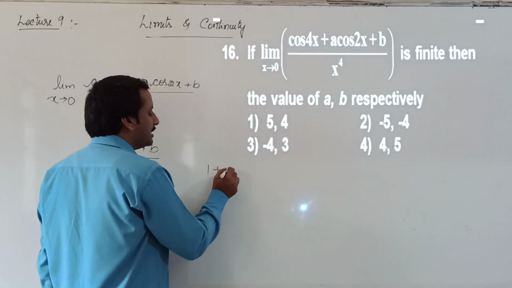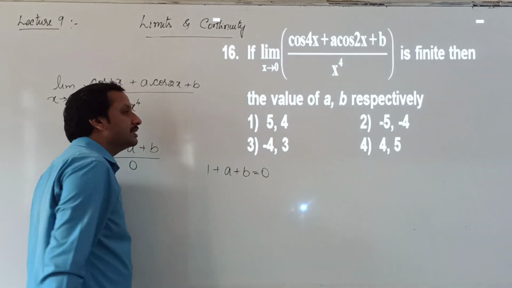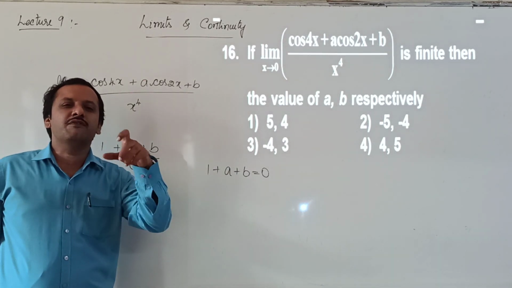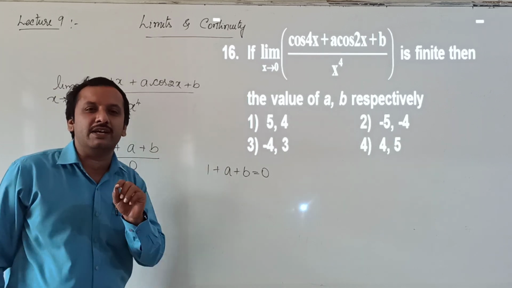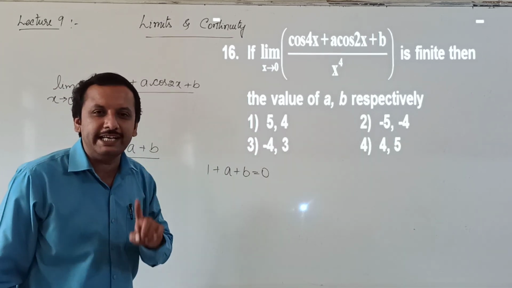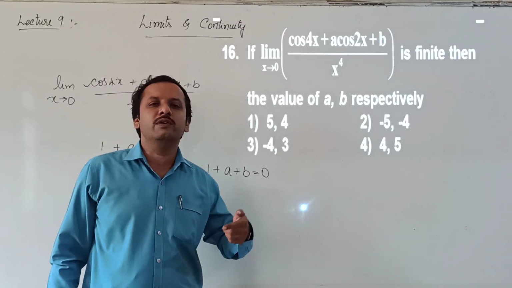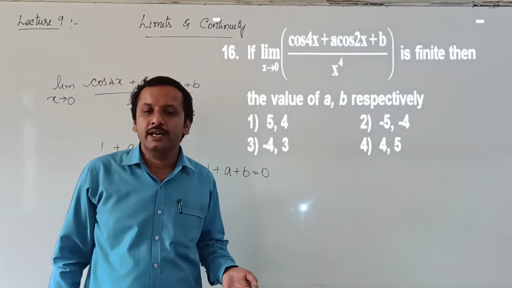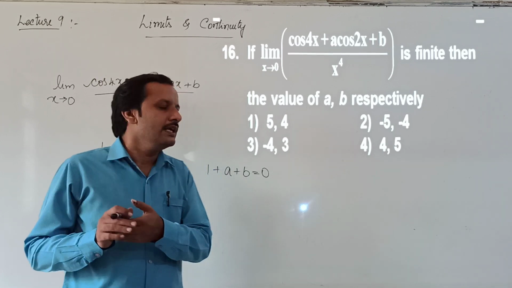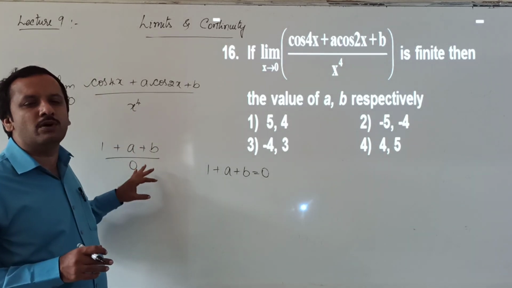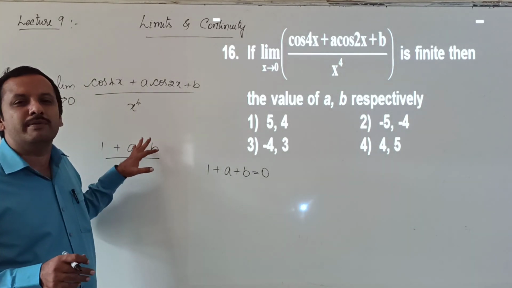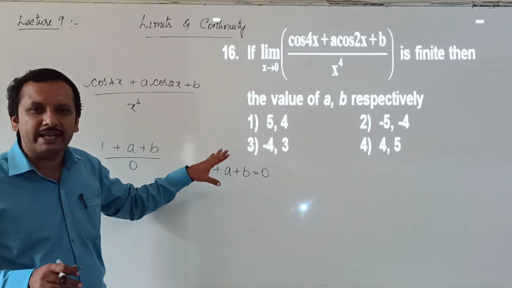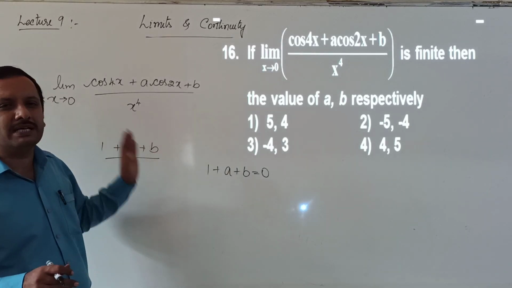Right? So 1 plus a plus b must be equal to 0, because if it is equal to 0, then it is of the form 0 by 0. If it is of the form 0 by 0, then it is an indeterminate form. Cannot say infinite form, it's an indeterminate form, 0 by 0. Then what we do? We will use L-Hospital's rule or any other method to evaluate that limit. But if it is not 0 by 0 form, if you have some positive by 0 or some negative by 0, then this will be either plus infinity or minus infinity. So given that this limit is finite, therefore this numerator must be equal to 0.